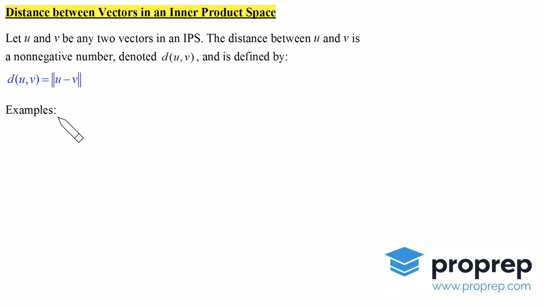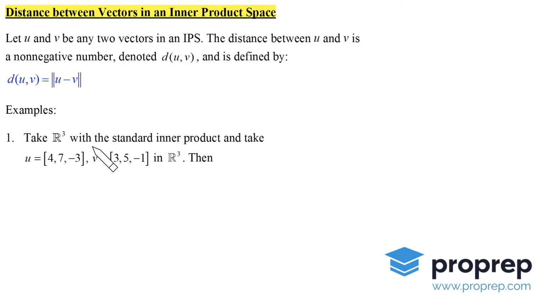So let's get straight away to the examples. This example is in the vector space R3 with the standard inner product. Let's take our two vectors u and v as follows, and we want to find the distance between these two vectors. By definition, that would be the norm of u minus v. Here we have to do a subtraction: 4 minus 3 is 1, 7 minus 5 is 2, minus 3 minus minus 1 is minus 2.